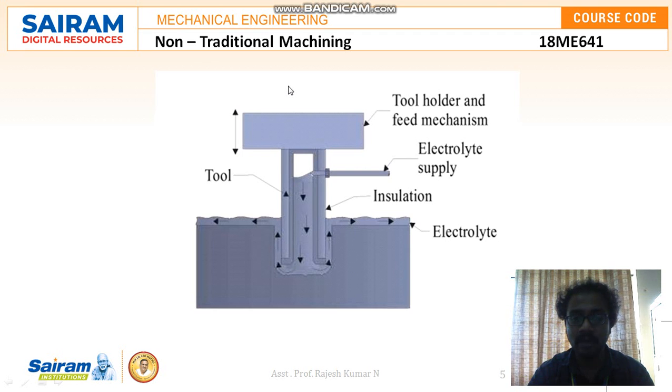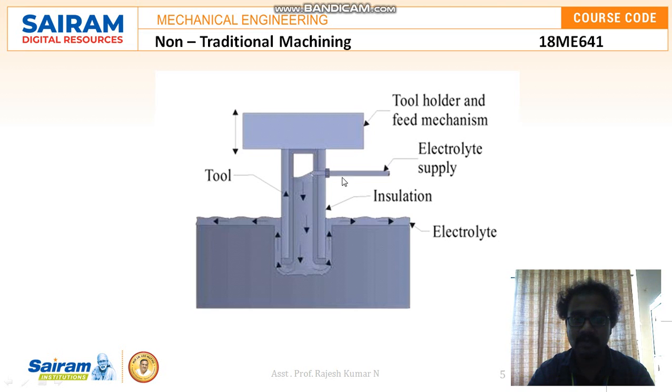So whenever a voltage is supplied to the machining tool, the current will pass immediately in the presence of the electrolyte, and in turn the metal removal will take place. And all these arrow marks show the direction of the movement of the current and even the removal of the metal.